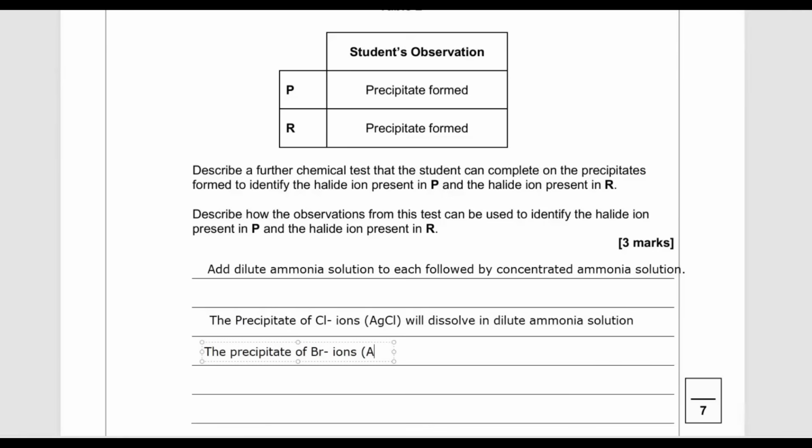So if you had a yellow silver iodide precipitate, which contains iodide ions, it won't dissolve in either dilute or concentrated ammonia. Okay, and this will get you 3 lovely marks.